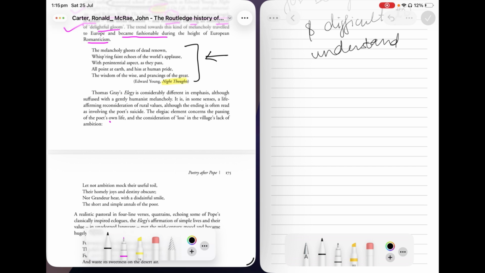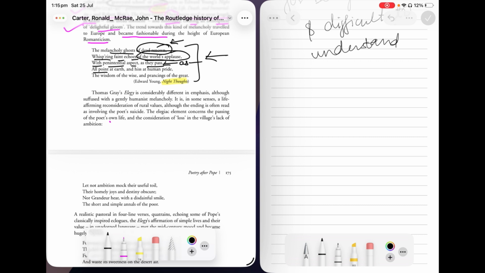Read the whole extract: the words, the melancholy ghost of dead renown, what it means, whispering faint echoes of the world's applause. What is the meaning of world's applause? With the penitential aspect they pass. They pass means they are talking about the ancestors.